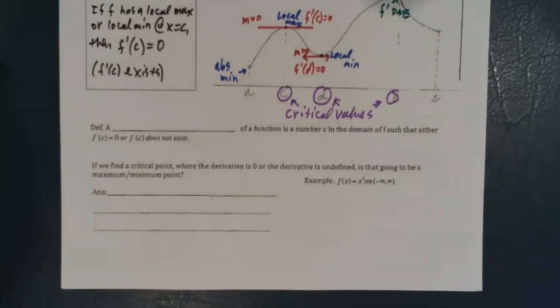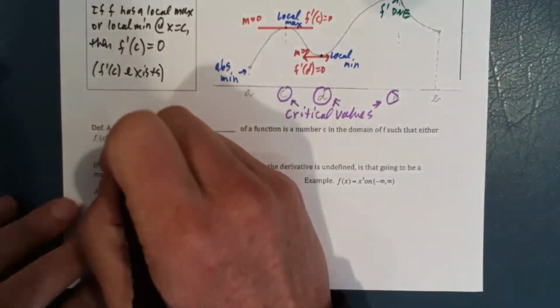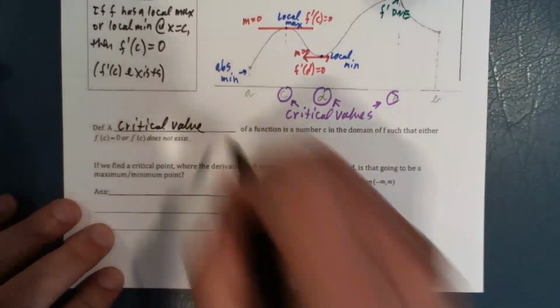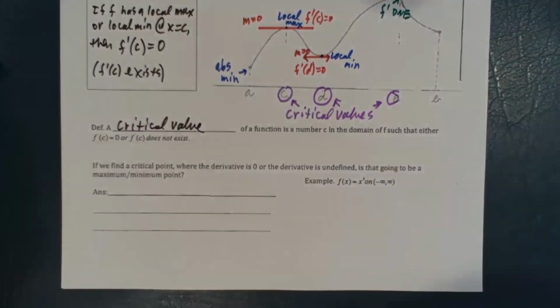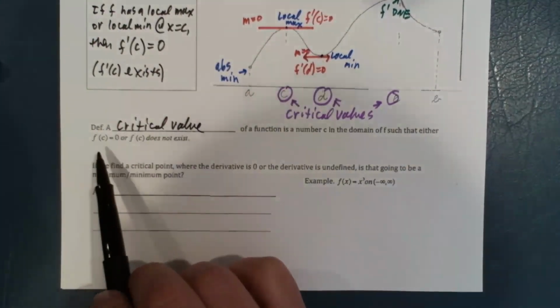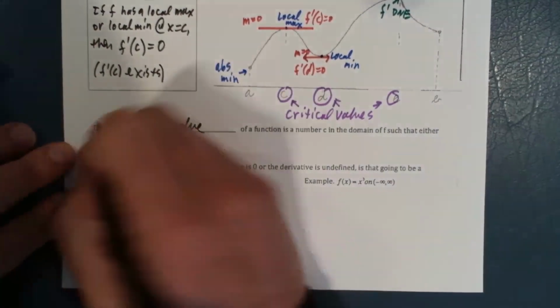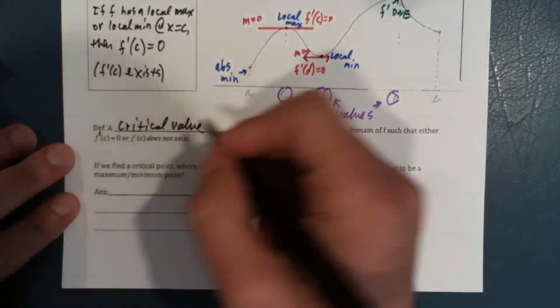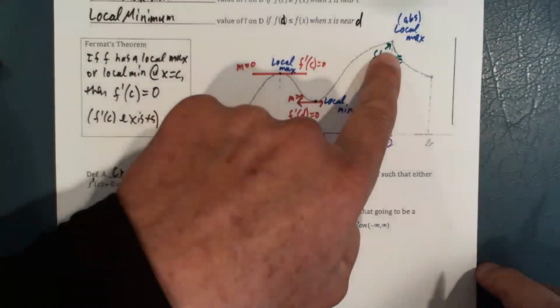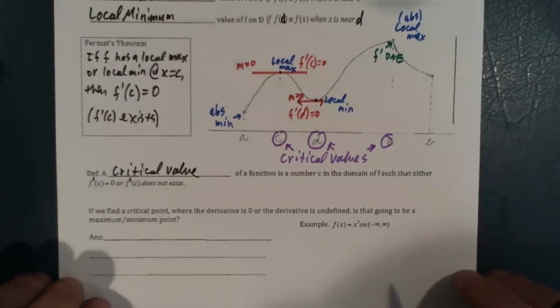So we have another definition here. We have a critical point, a critical value actually, of a function is a number c, which is in the domain, meaning it's an x value of f, such that either f prime of c equals 0, or f prime of c does not exist. And we saw that does not exist here, like when we have what's called a corner.